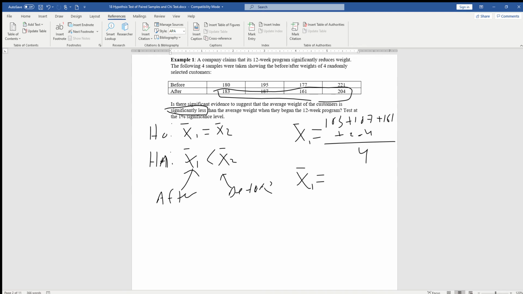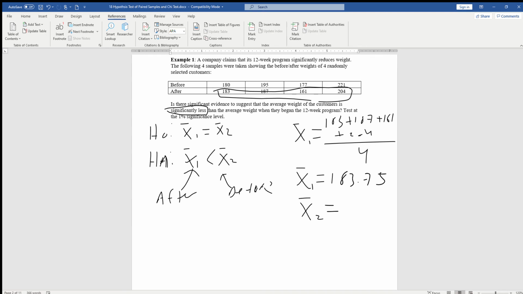All right, and I'm going to type them in my calculator if you could do the same thing just to verify that you're able to compute. And I wind up with 183.75.